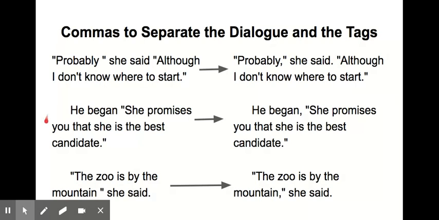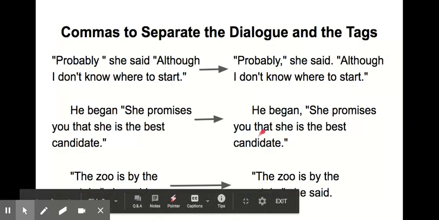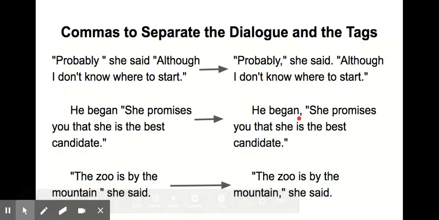Let's look at this one. "He began, She promises you that she is the best candidate." Now let's look at it revised. He began, "She promises you that she is the best candidate." Notice there is a comma before the quotation mark. And so that's something you can understand is that commas always come before the quotation mark, whether the dialogue tag comes before the speech or the dialogue tag comes after the speech.